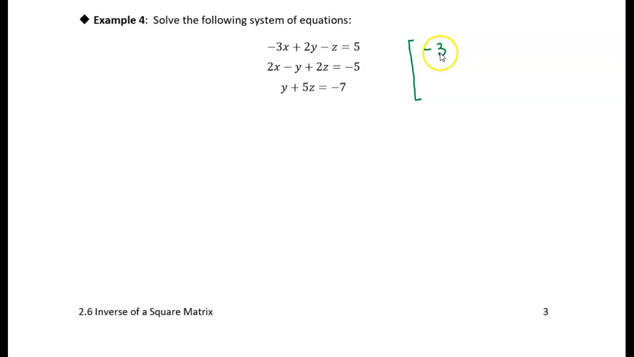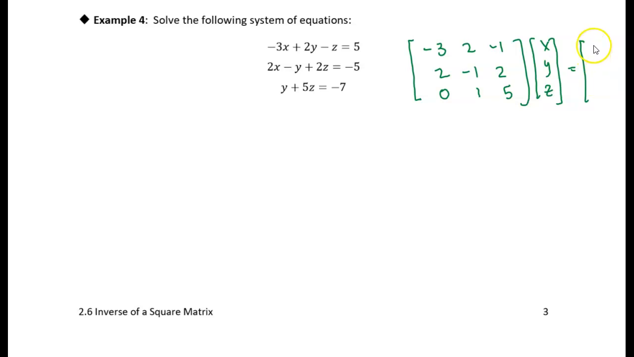So I'm going to get -3, 2, -1, 2, -1, 2, and it looks like the x term is 0 here, 1 and 5. And then that's times x, y, z, right? That's our variable matrix. And the result is 5, -5, -7. So this is our A matrix, this is our X matrix, and this is our B matrix. And we want to solve for X, the X matrix.